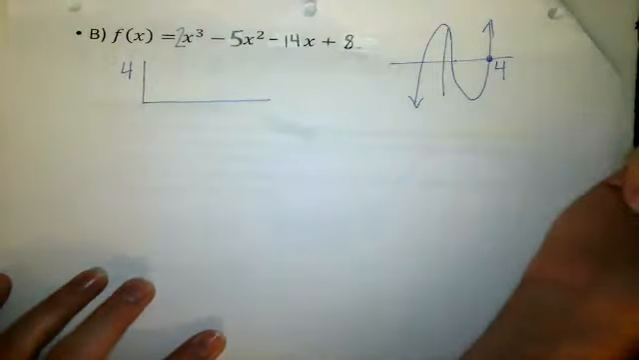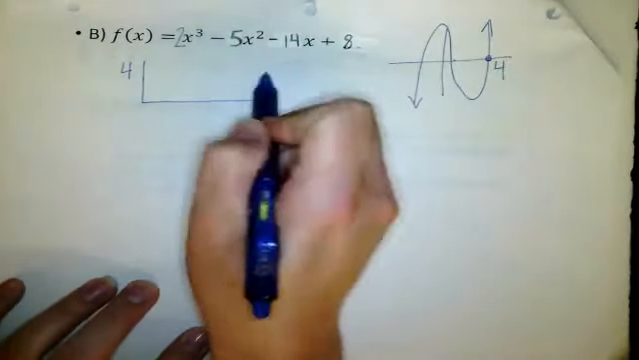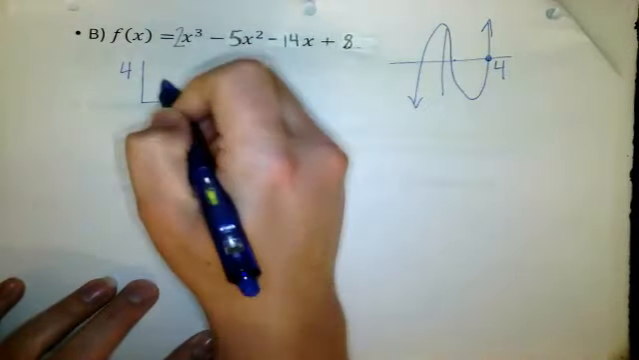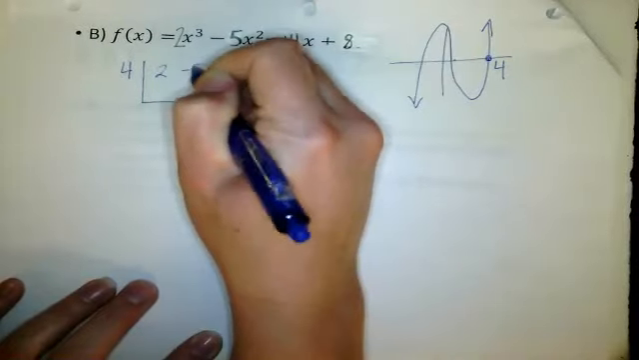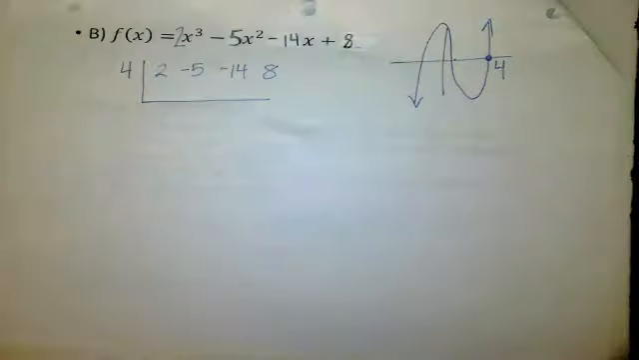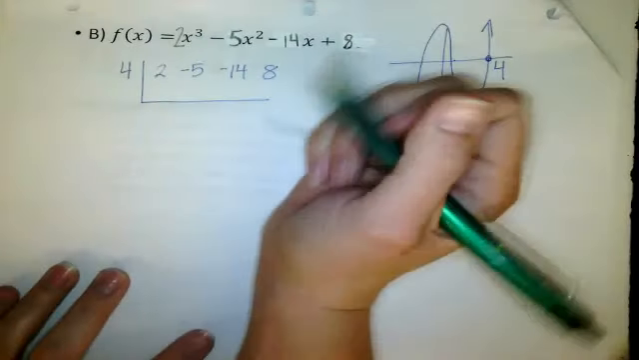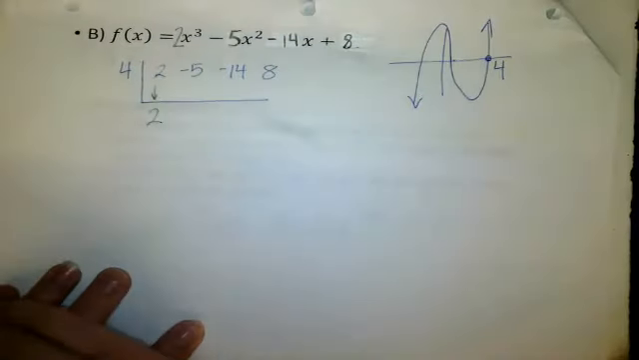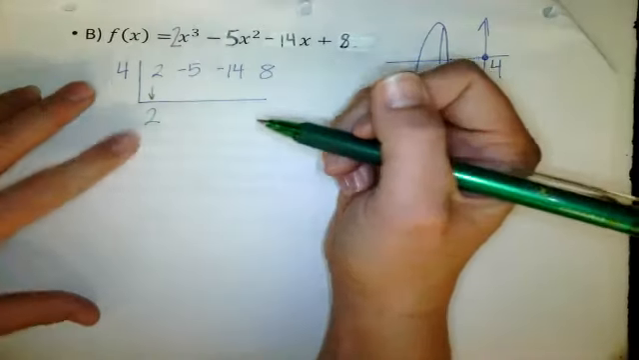We're going to write what goes along the top: 2, then -5, -14, +8. And then we're going to do some synthetic division. What do we do first? Bring the 2 down. I know you're madly working ahead of me, because that's what you should be doing.